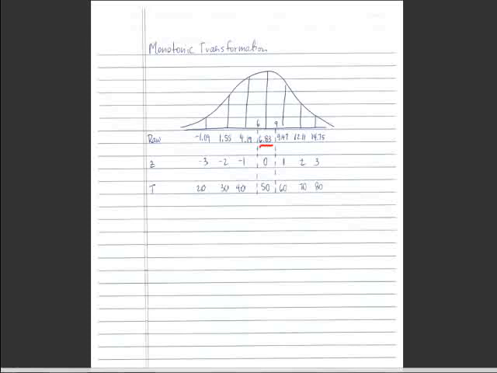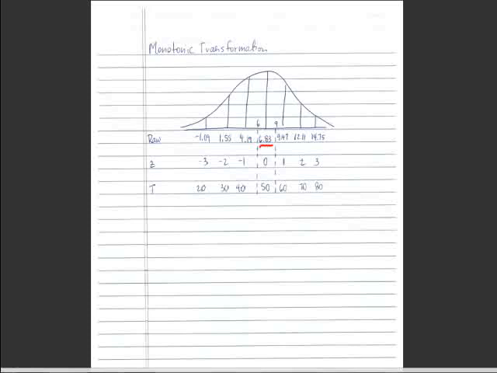z-score and t-score at their respective positions above the mean or below the mean. So a z of 1 is 1 standard deviation above the mean. A z of minus 3 is 3 standard deviations below the mean. A z of plus 3 is 3 standard deviations above the mean. For t-scores, 50 is in the middle.